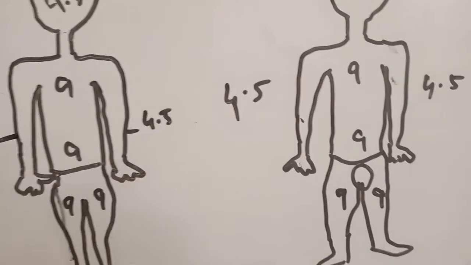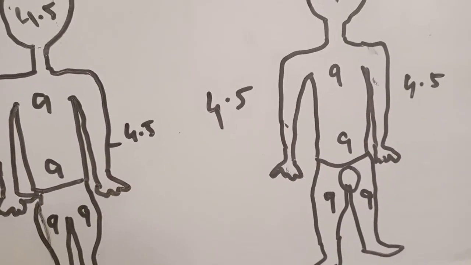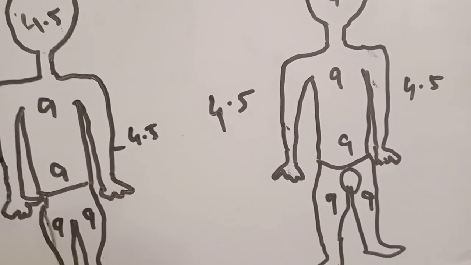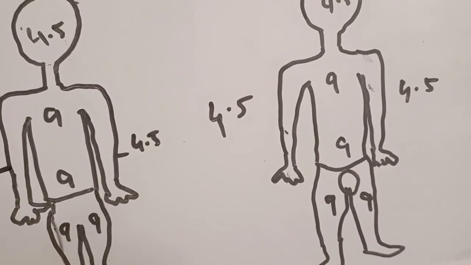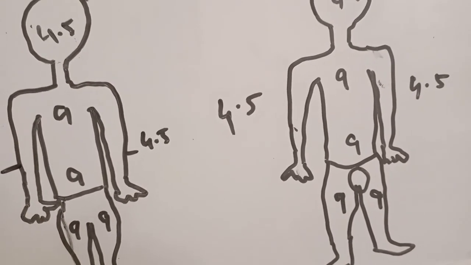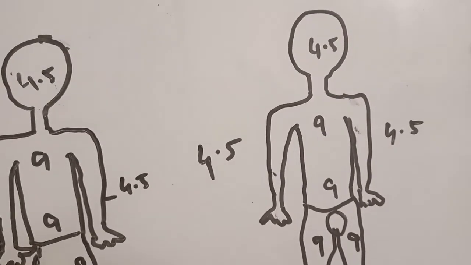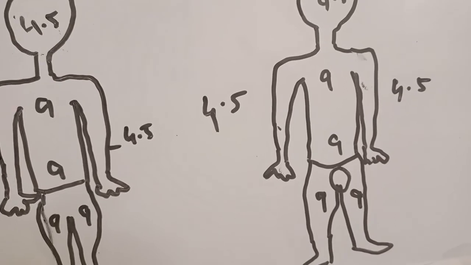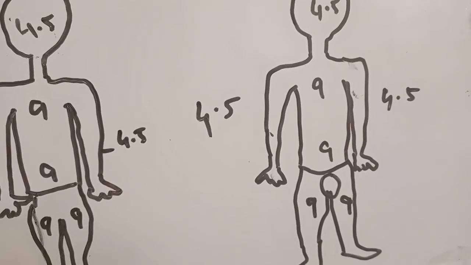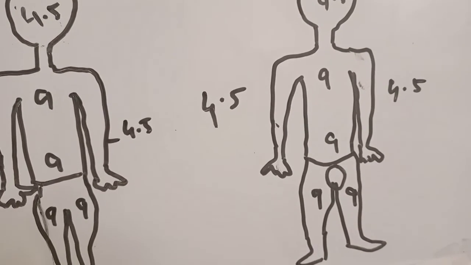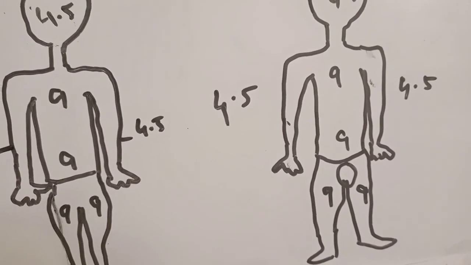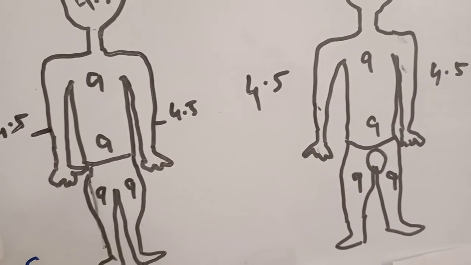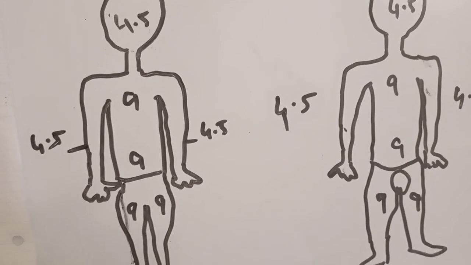So there are 2 nines in the arms, 4 nines in the trunk, torso, 6, 2 in one leg, 2 in the other leg, 10, and 1 in the head and neck, 11. So if we multiply 9 with 11, that comes out to be 99%, and 1% is for the genital area, so it becomes 100%. That is all about skin burns.